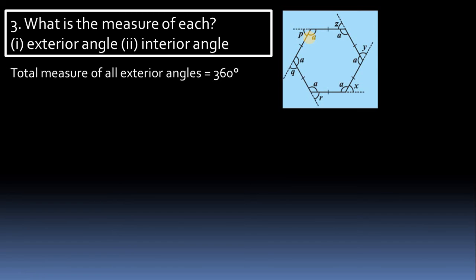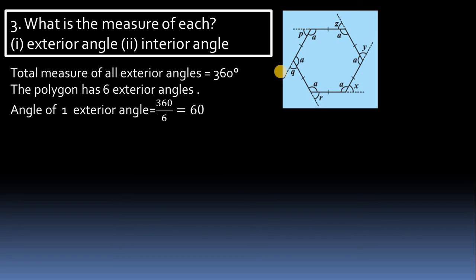So the sum of the exterior angles is 360. So if you consider one particular angle, as you know the total is 360, and how many sides are there in the hexagon? Here is the hexagon, a total of 6 angles are there, so it means 360 degrees divided by 6. The polygon has 6 angles, so 360 by 6 is 60. So the measurement of one angle is 60 degrees.